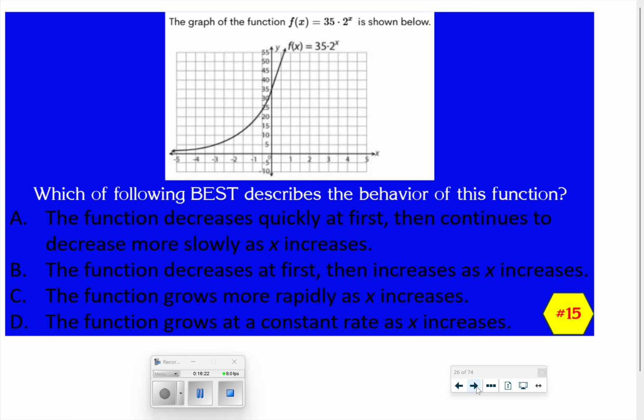Okay, which of the following best describes the behavior of this function? Does it A, the function decrease quickly at first, then continues to decrease more slowly as x increases? B, the function decreases at first, then increases as x increases? C, the function grows more rapidly as x increases? And D, the function grows at a constant rate as x increases?